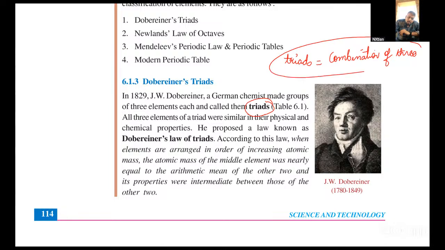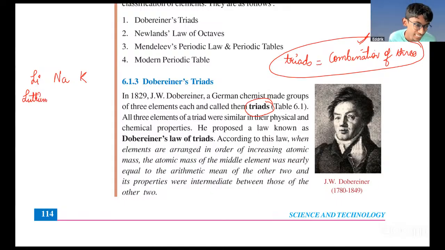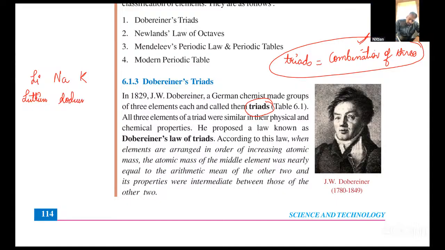Now, this combination of three is basically when we take three elements. Okay, we'll take three elements, for example, Li, Na, and K. Li stands for lithium, Na stands for sodium, and K stands for potassium.